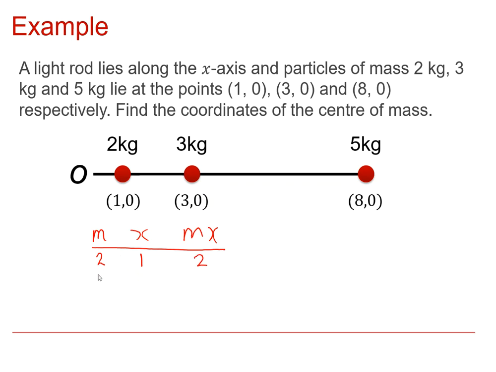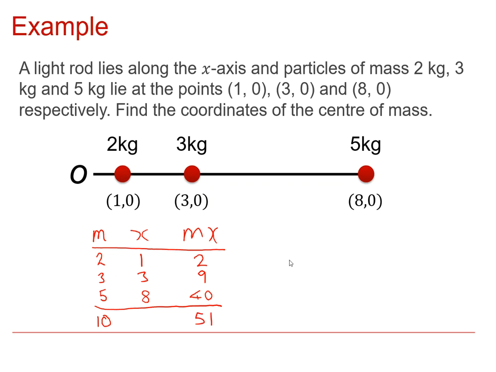Then for this mass, the mass is 3, position is 3, 3 times 3 is 9, and for that third mass we have a mass of 5, position of 8, 5 times 8 is 40. Now remember, for our calculation we're going to be doing the sum of the masses times the positions divided by the sum of the masses, so we can add up those two columns. The masses, you can see there, add up to 10. And if we add those numbers up for the mass times the position, they make 51.